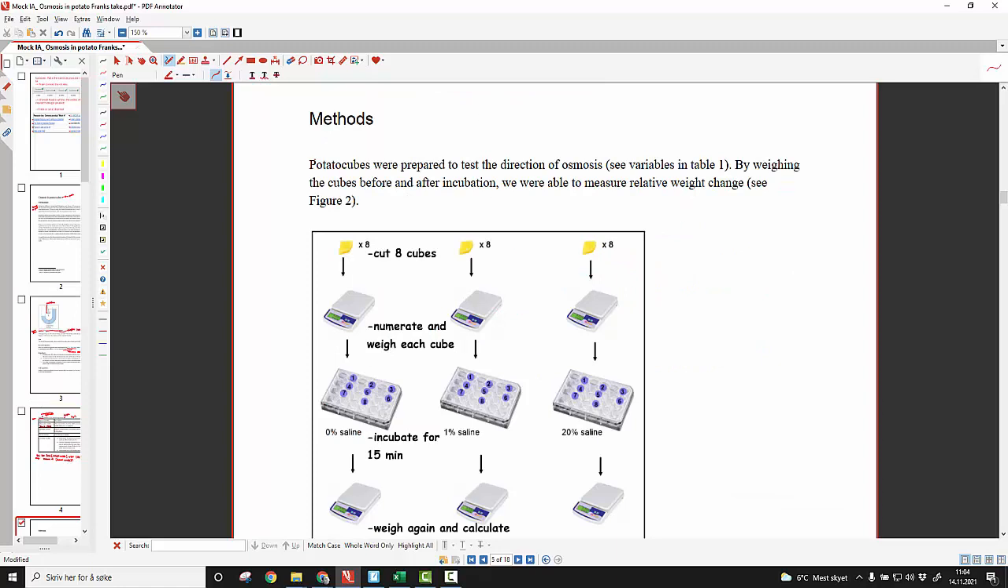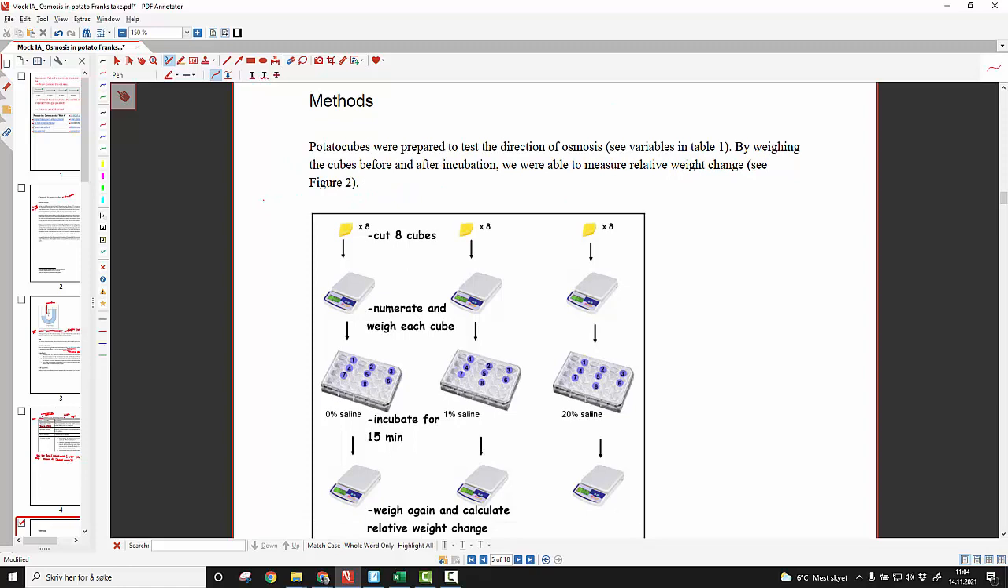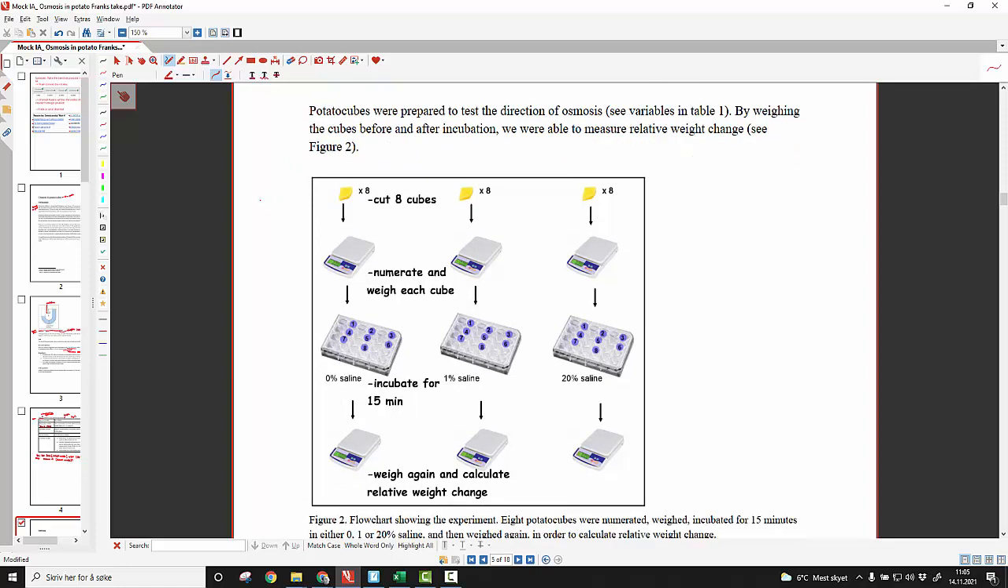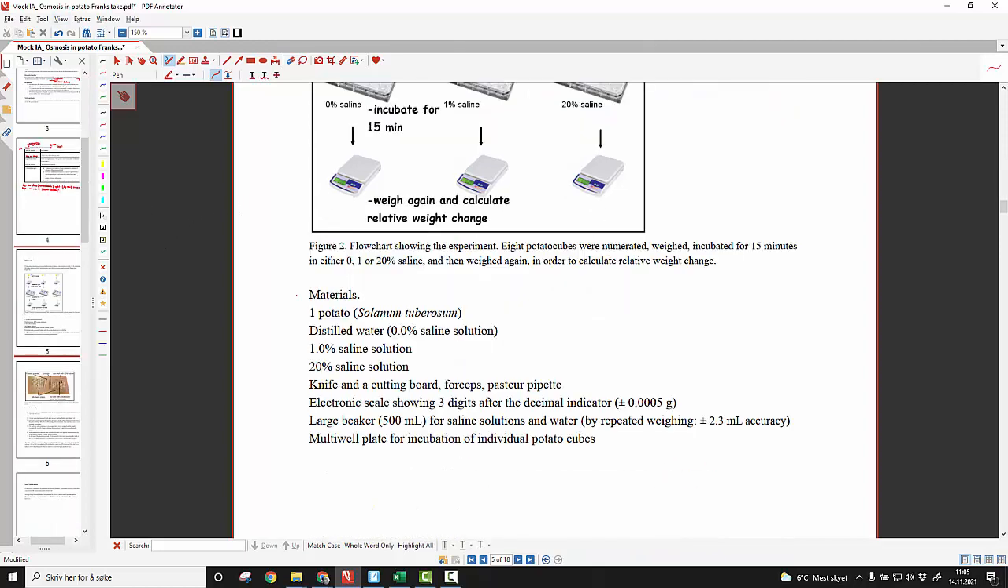And in the method, you can include a flowchart. So here we show the potato experiment: we cut 8 cubes, weighed them, incubated them, weighed them again, and so on. It's not compulsory to do it in your IA, but you can often get a lot of goodwill and maybe an extra mark for doing it from the examiner because they love seeing this stuff. Then the materials list, where you list the things.